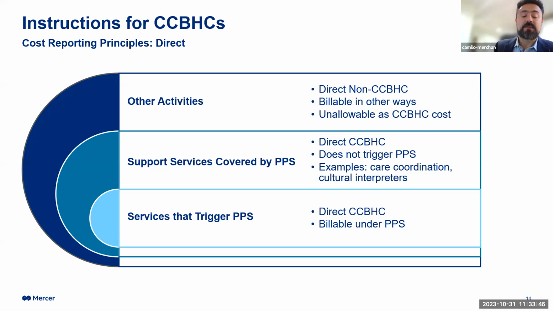An example of that is care coordination and cultural interpreters. So for these 2 examples that I just gave, you won't see encounters, but the cost will be captured in the cost report under the trial balance. And finally, other activities might be billable under fee for service, but they are not CCBHC services per se, and they're unallowable to be CCBHC cost.